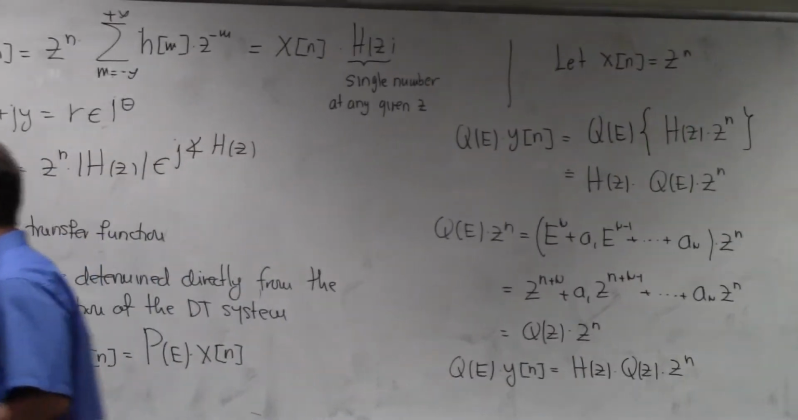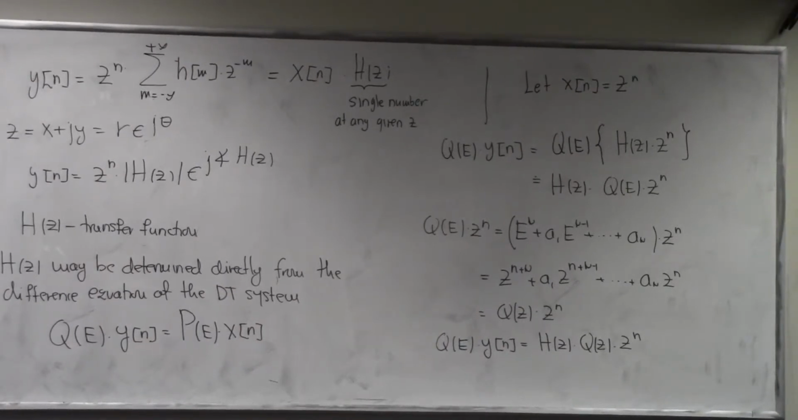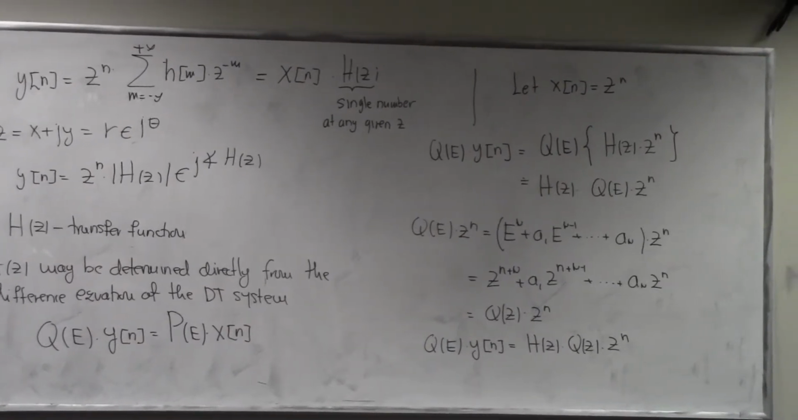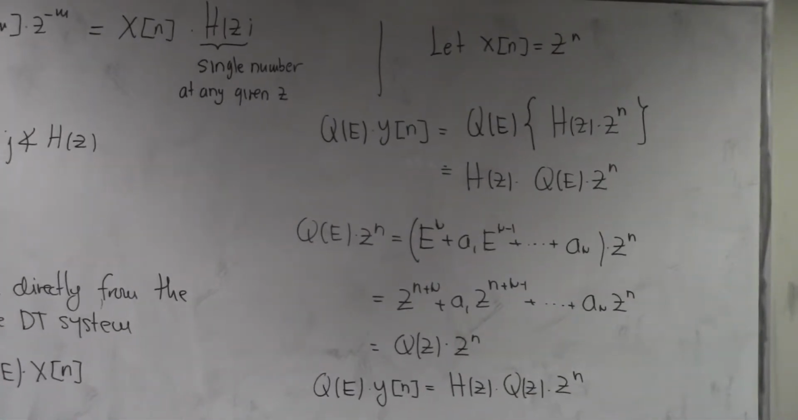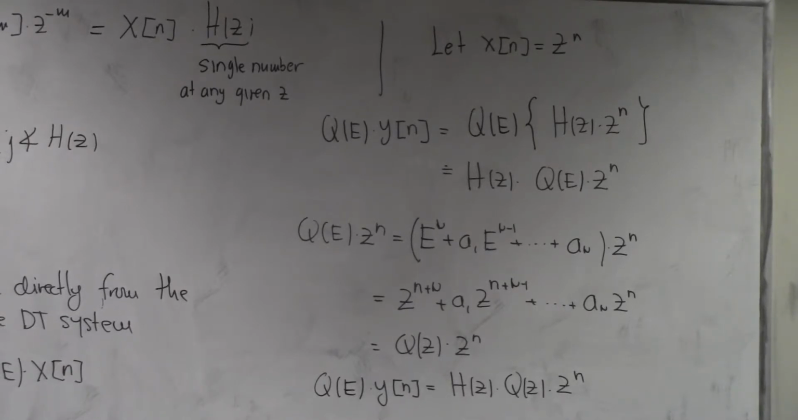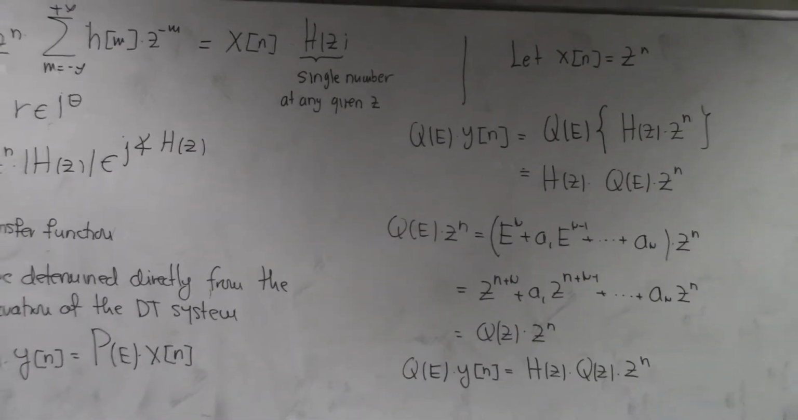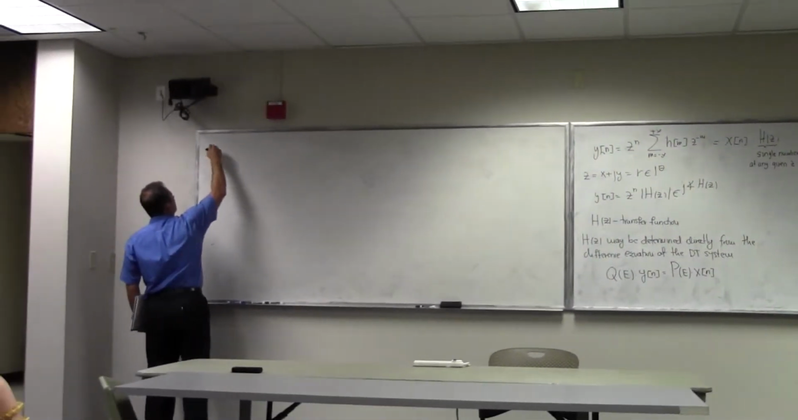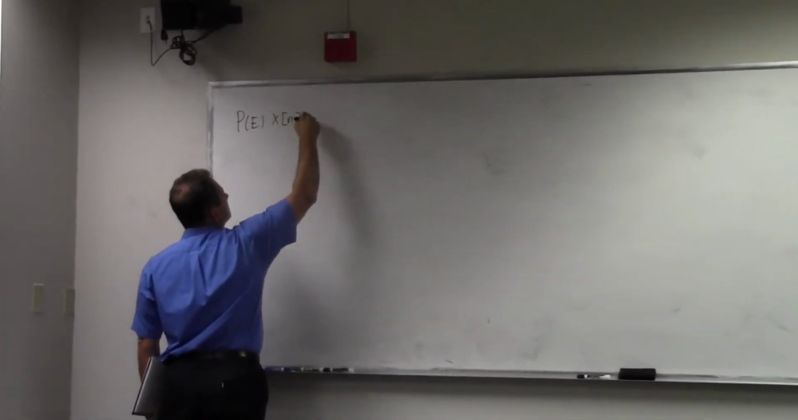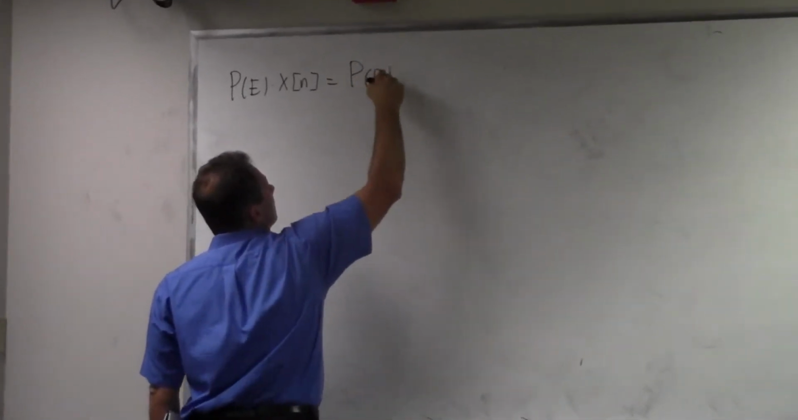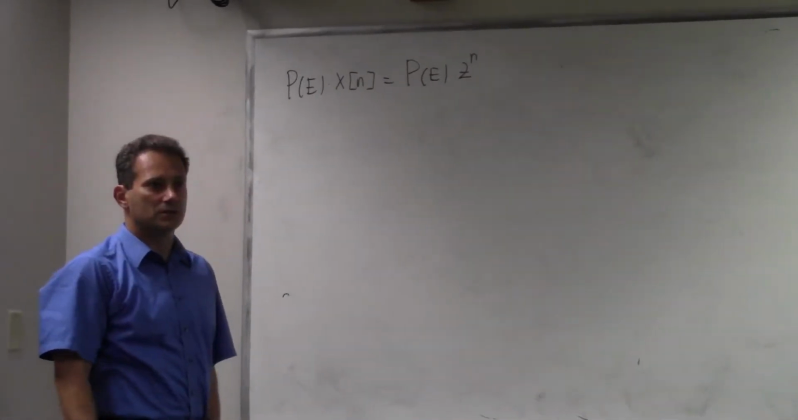Let's take a look at the right-hand side. On the right-hand side we have P of E operating on x of n. Well, this is P of E operating on z to the n. Why z to the n? Because x of n is z to the n.